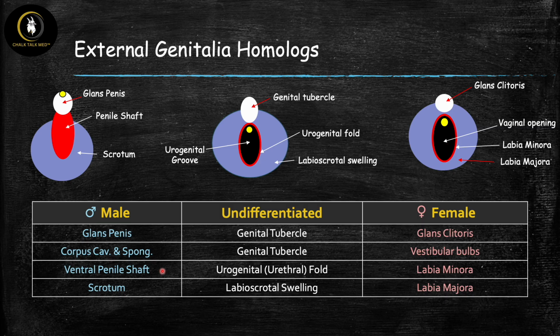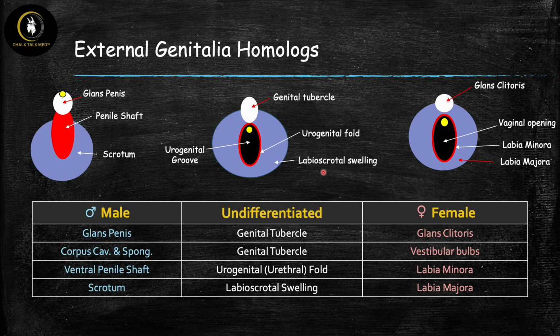And so the ventral shaft of the penis, which contains the penile urethra, and the labia minora are homologs, and they both come from the urogenital fold. And in the male, the urethra is encased by this ventral shaft, whereas in the female, it's exposed within the labia minora opening. And then finally, we have the large prominent swelling on the outside, which is the labioscrotal swelling.